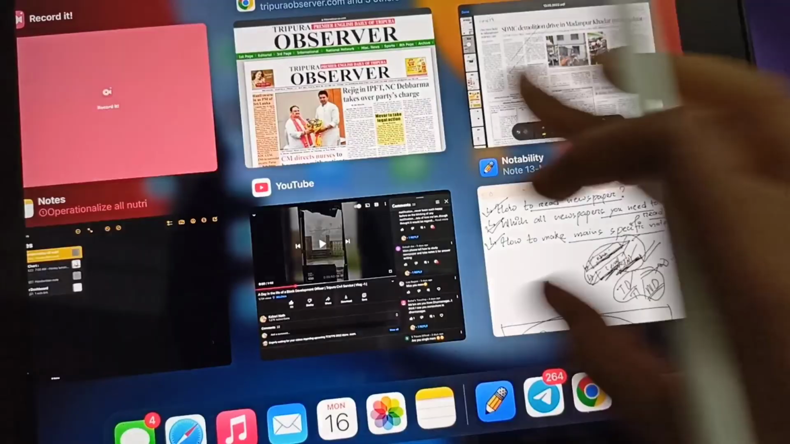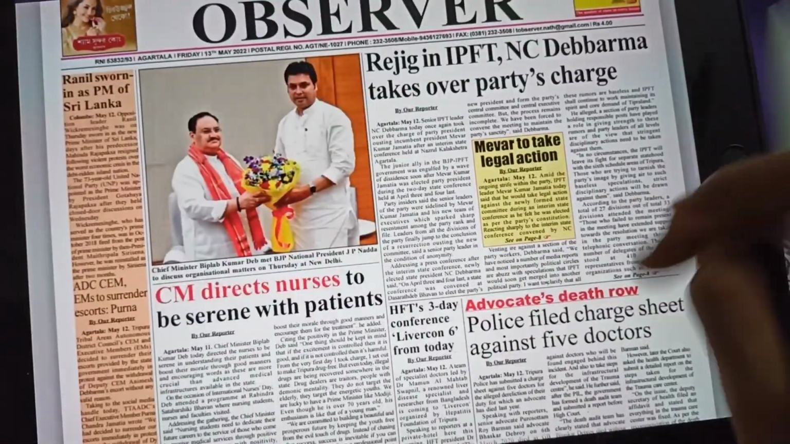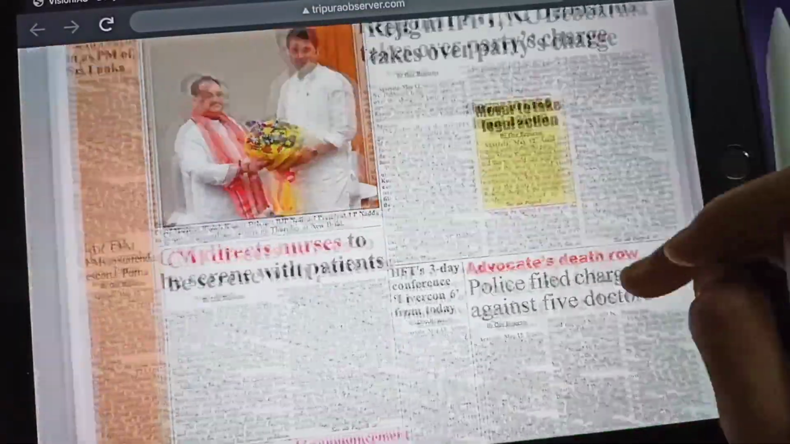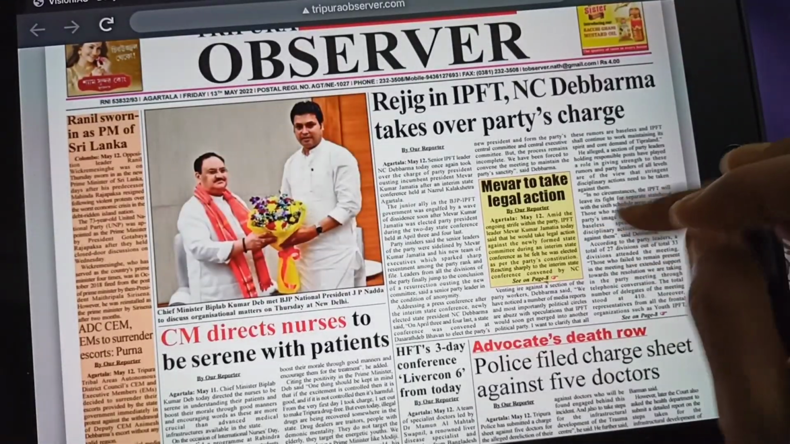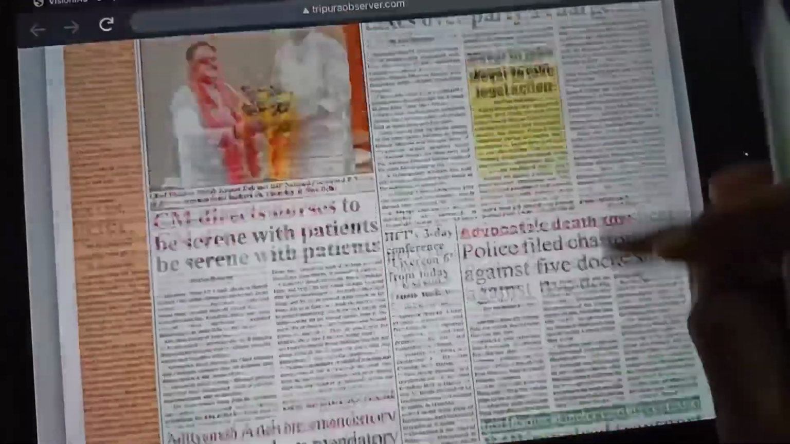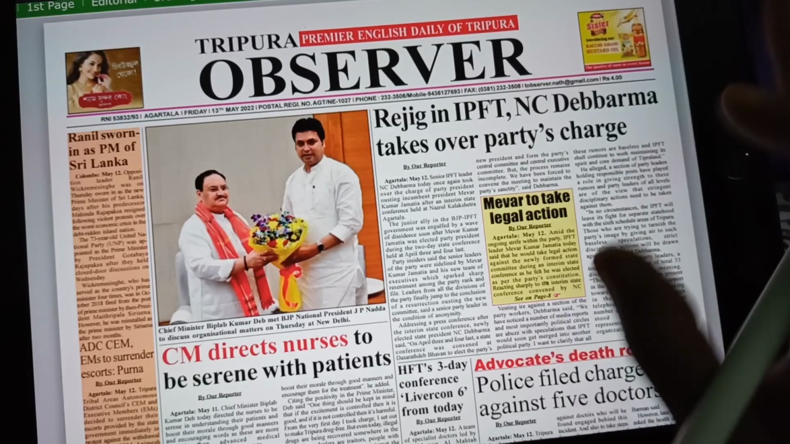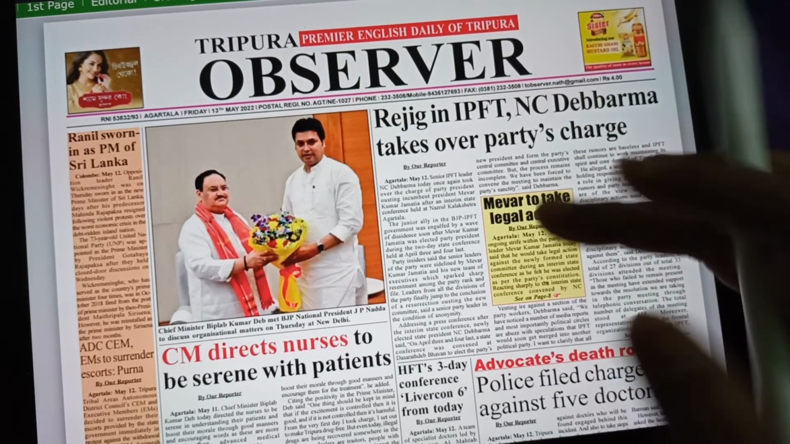Now, if I were to give you an example of our state daily, in a state newspaper almost half of the news is political news, so you can easily leave all of that.